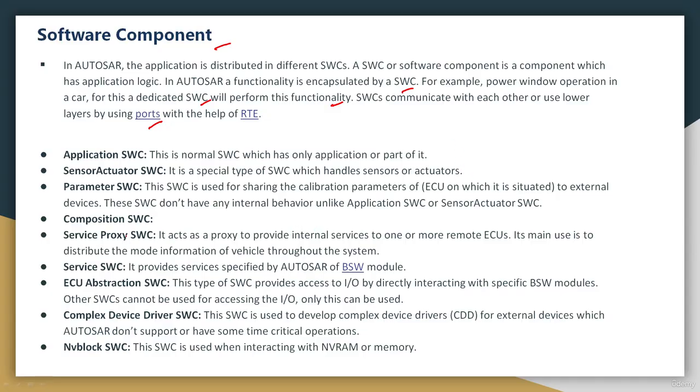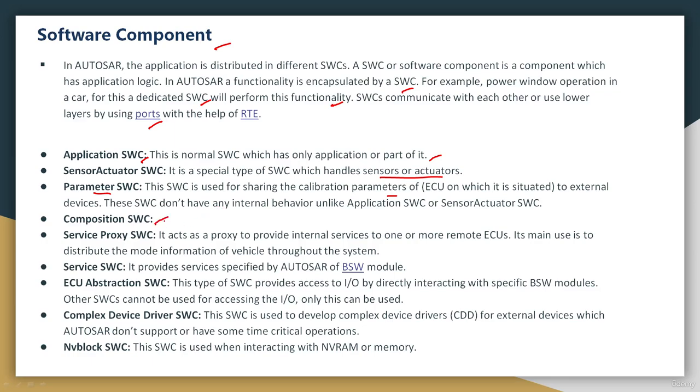So below are some of the software components. So first is application software component. This is a normal component which only has application. Next is sensor actuator. So this is a special type of software component which handles sensors or actuators. Next is parameter software component. So this is used for the calibration purpose. So if another ECU wants to access certain calibrated values, so using this software component, other ECUs can access it.